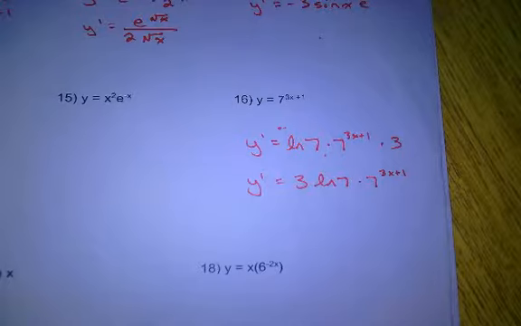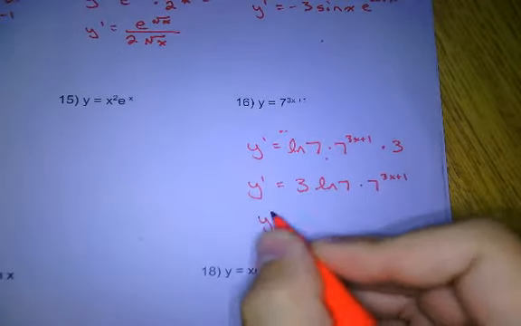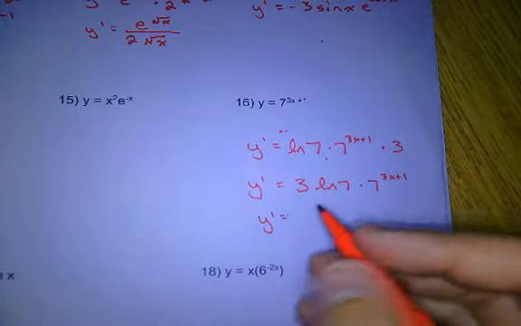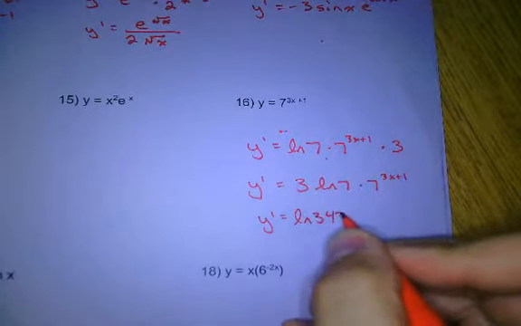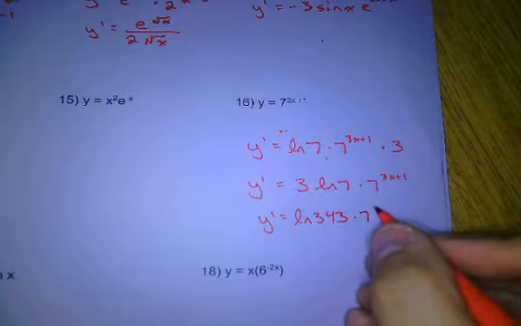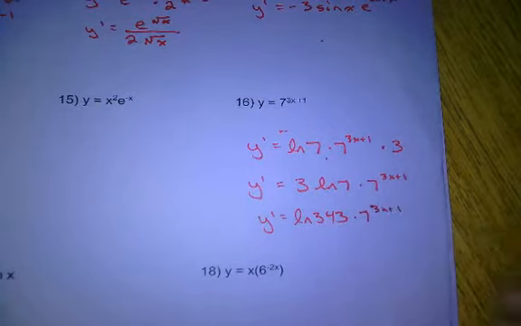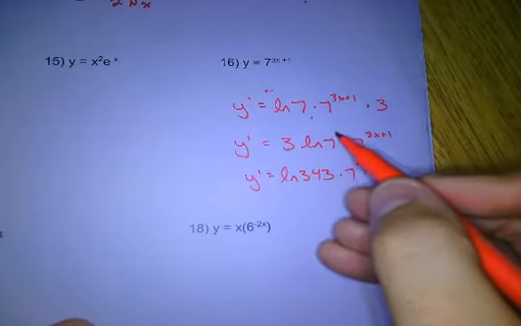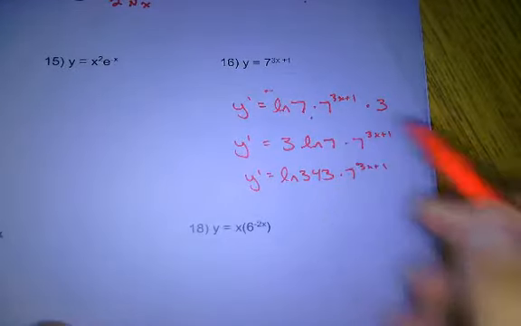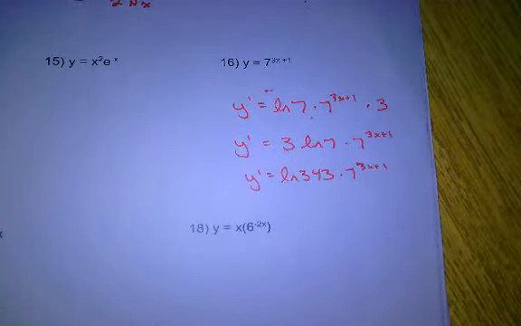I have seen them be complete jerks with this one and write down the answer like this on the multiple choice. What would this one be? ln of 343 times 7 to the 3x plus 1. How did that happen? I put the 3 on top of the 7, so the 7 to the third. I've seen it written like that before as answers.